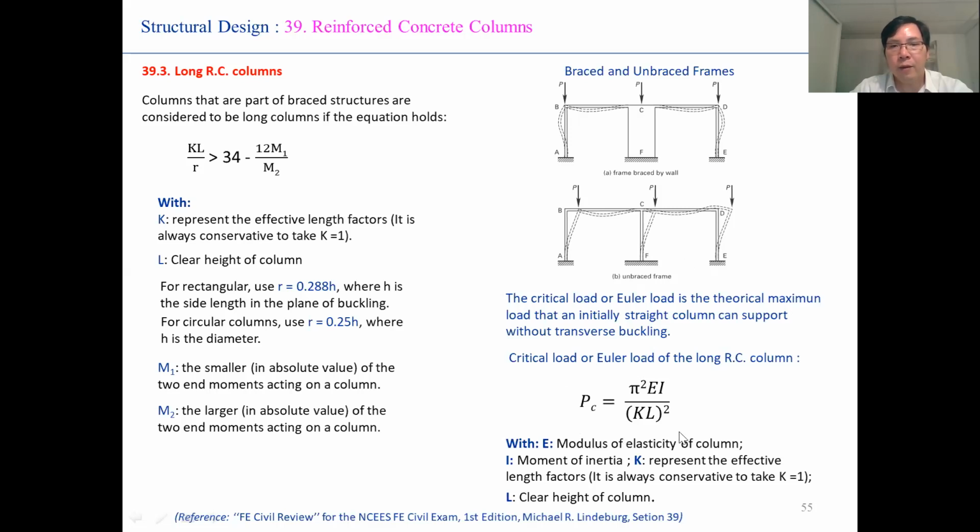And here is the critical load, or Euler load, for the long reinforced concrete column. This critical load depends on E, I, K, L. I note here the significance of the different parameters of this equation.